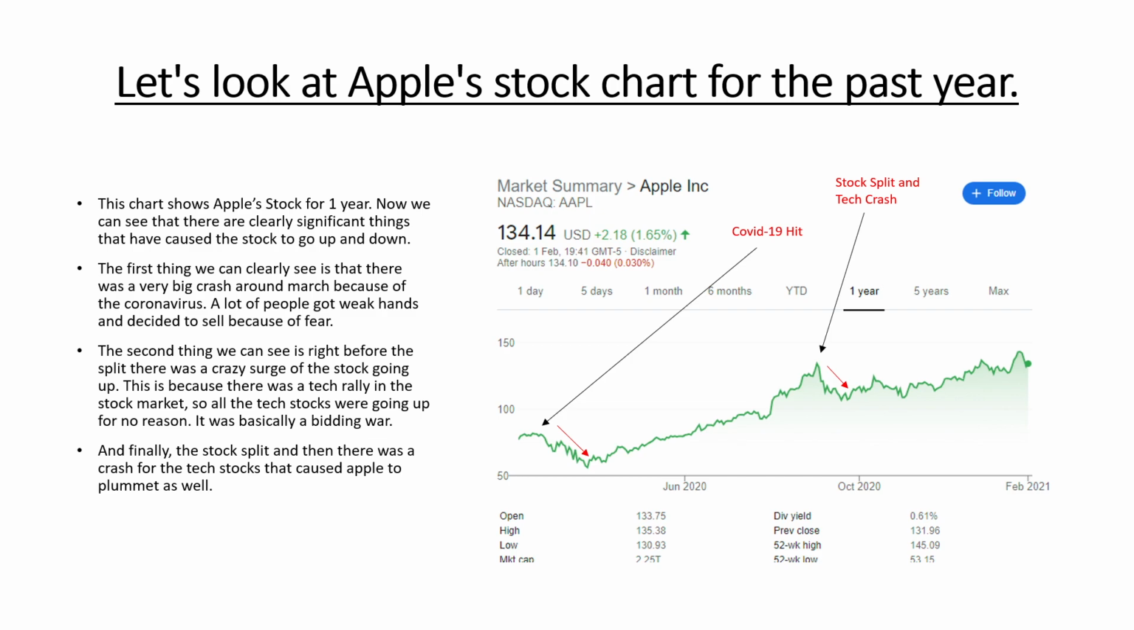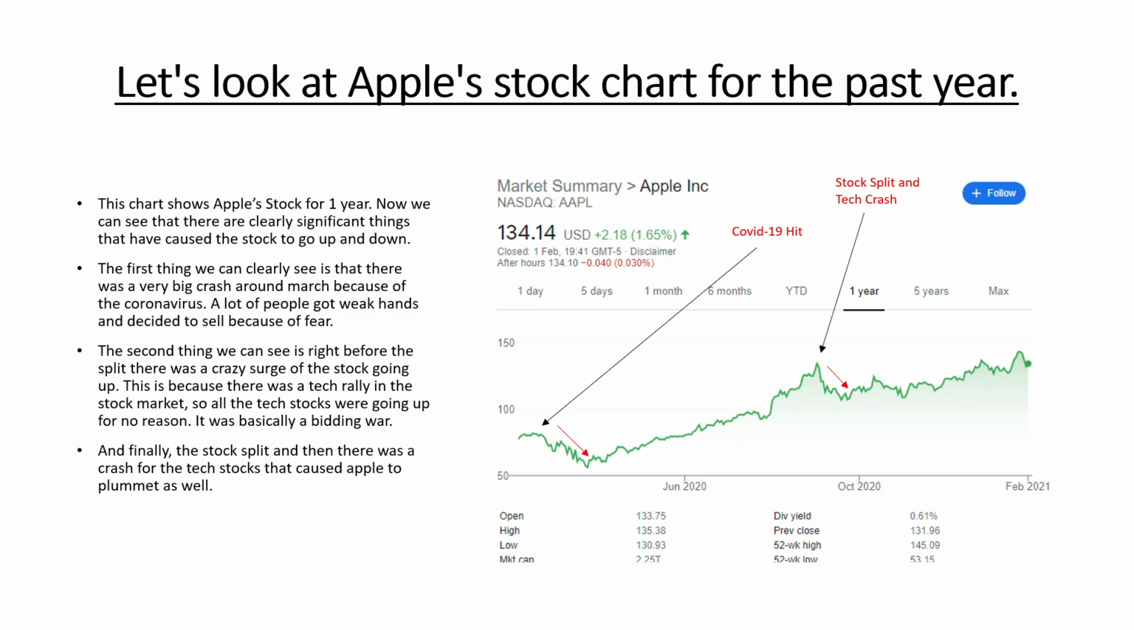Now the second thing we can see is right before October, there was a stock split for Apple, and there was also a tech rally in the stock market. This is basically when all the tech stocks were increasing for no apparent reason, which has caused the crash that happened before October 2020. And because there was a split, this is when Apple divided their shares, which makes the shares cheaper and more available to the public.